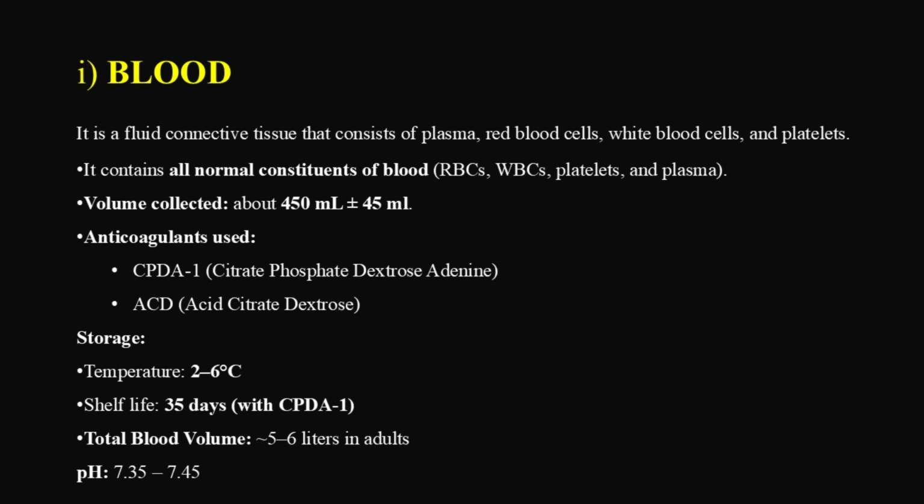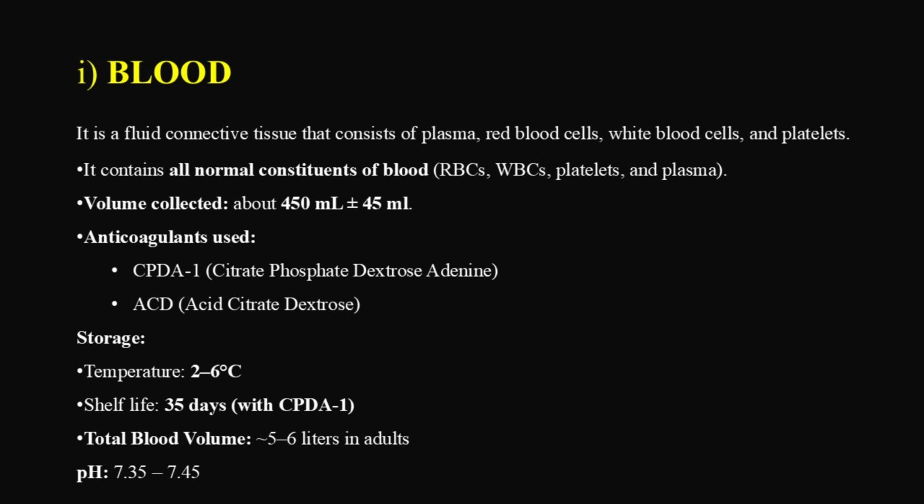Blood. It is a fluid connective tissue that consists of plasma, red blood cells, white blood cells, and platelets. It contains all normal constituents of blood, including RBCs, WBCs, platelets, and plasma. Volume collected is about 450 milliliters plus or minus 45 milliliters. Anticoagulants used include CPDA1, which stands for citrate, phosphate, dextrose, adenine, and ACD, which is acid citrate dextrose.